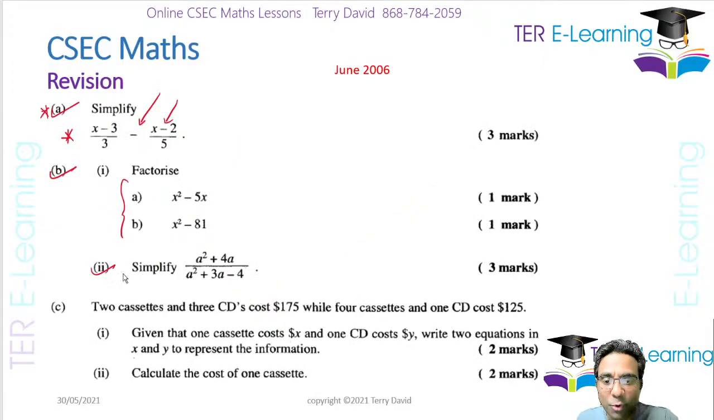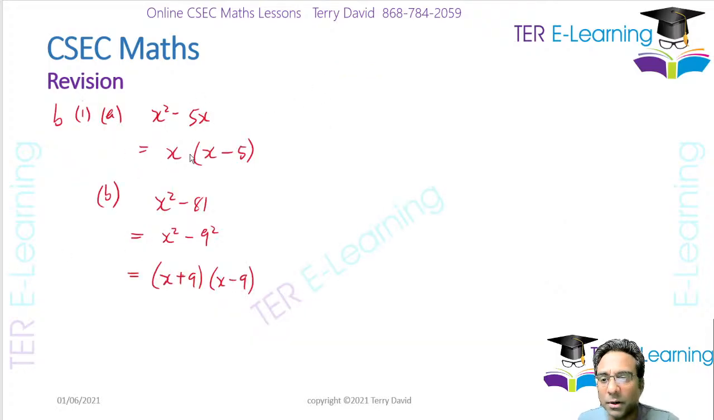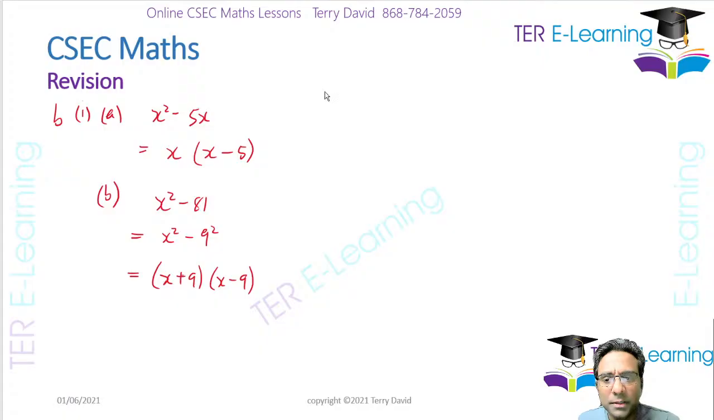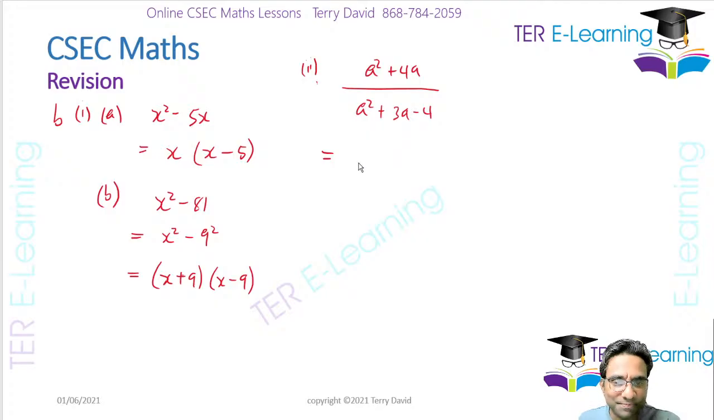And then the next part here, part 2, you want to simplify a squared plus 4a all over a squared plus 3a minus 4. That's what I want us to simplify. Now, if we look at this, on the top part, we can factorize it. We can factor out a, and this is going to be a plus 4. That's what we can do on the top part.